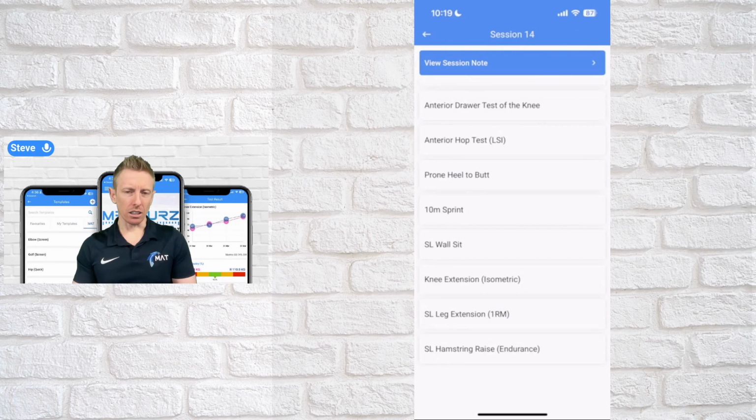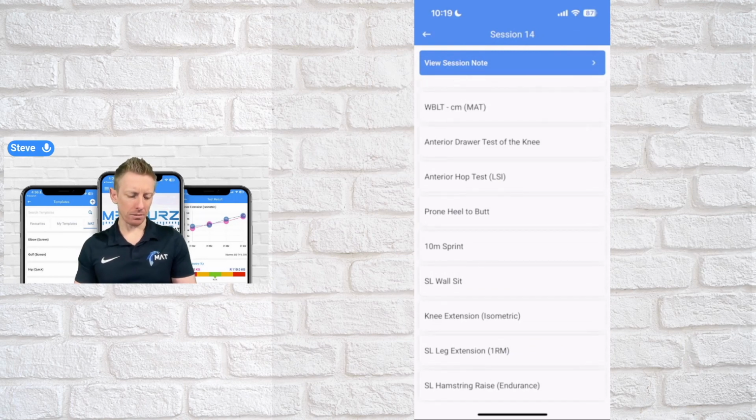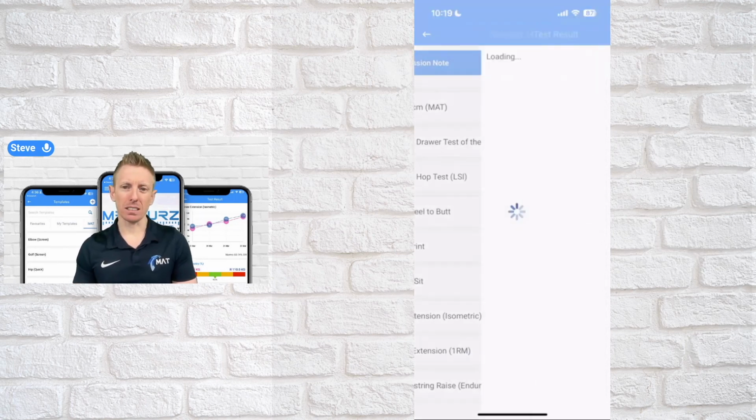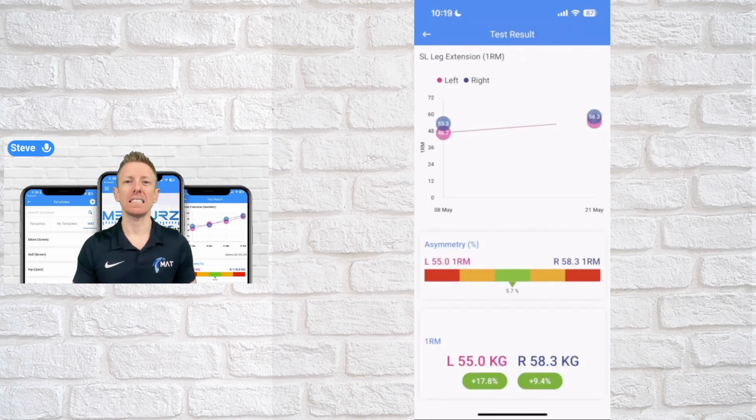I've just realised that I've forgotten one in here, so I'm going to go and have a look at the 1 rep max. I skipped past that one, which again is a single leg extension, similar to what we did with the muscle meter for the isometric strength. But in this case, we've got the 1 rep max calculator built in. So you can use a leg extension machine in a gym environment and perform a number of reps, and then you can put the weight in for that particular test.